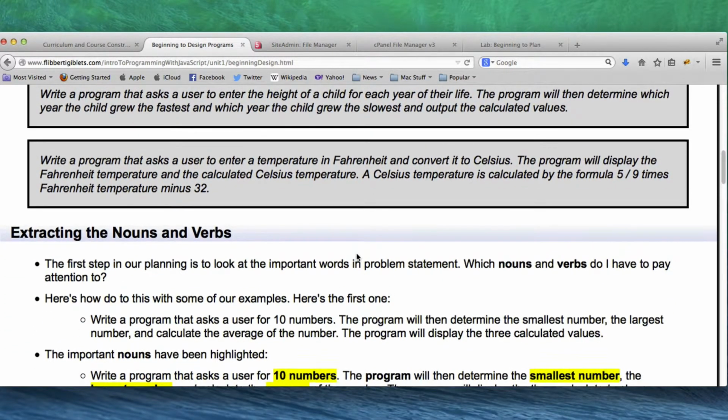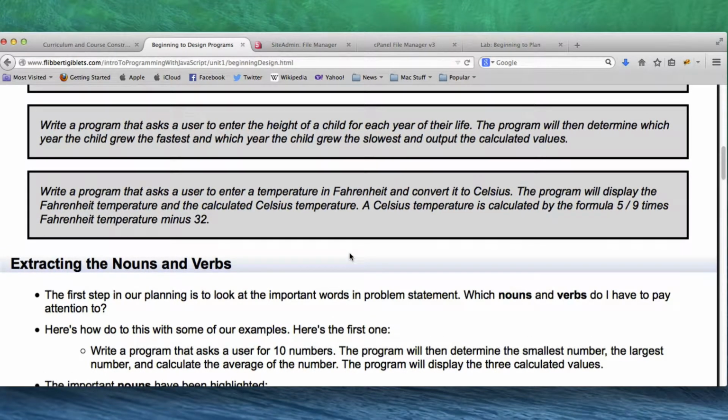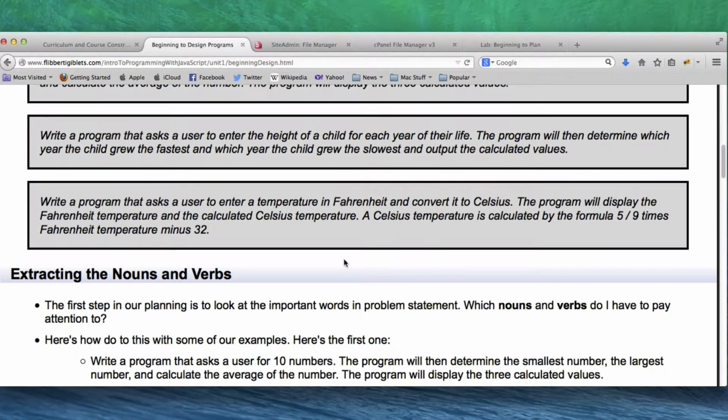All right, let's take a look at this first problem statement right here. Write a program that asks a user for 10 numbers. The program will then determine the smallest number, the largest number, and calculate the average of the numbers. The program will display the three calculated values. So why are we looking at the nouns and why are we looking at the verbs? The nouns are what the program will know, and the verbs are going to be what the program will do.